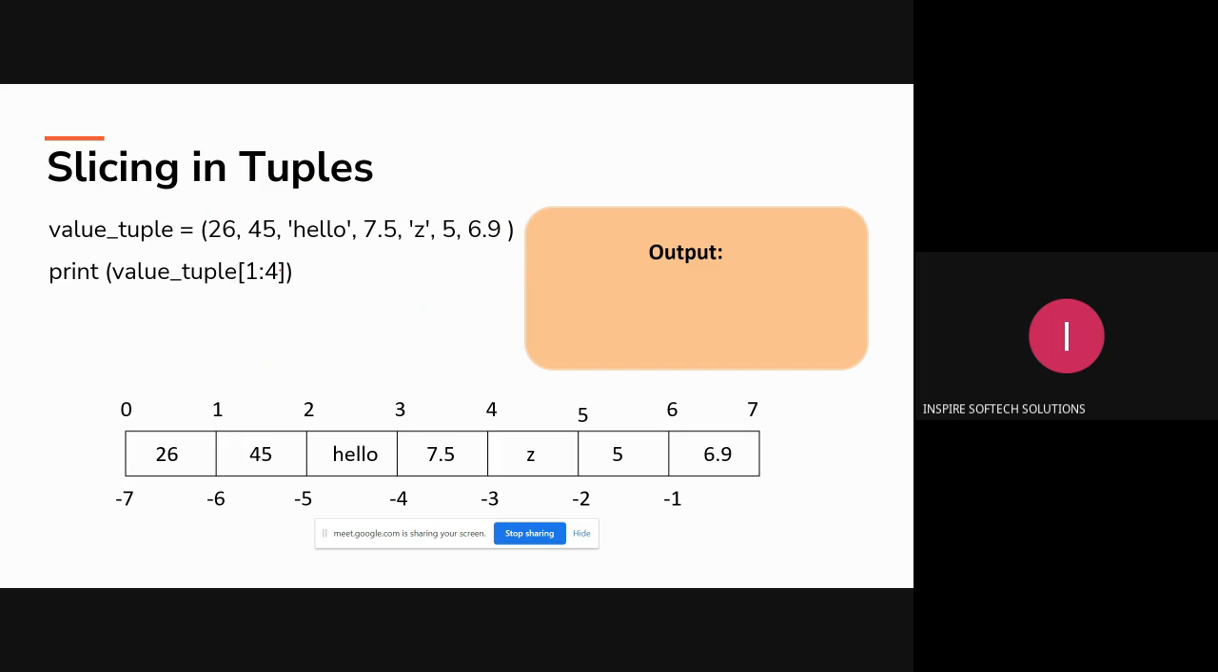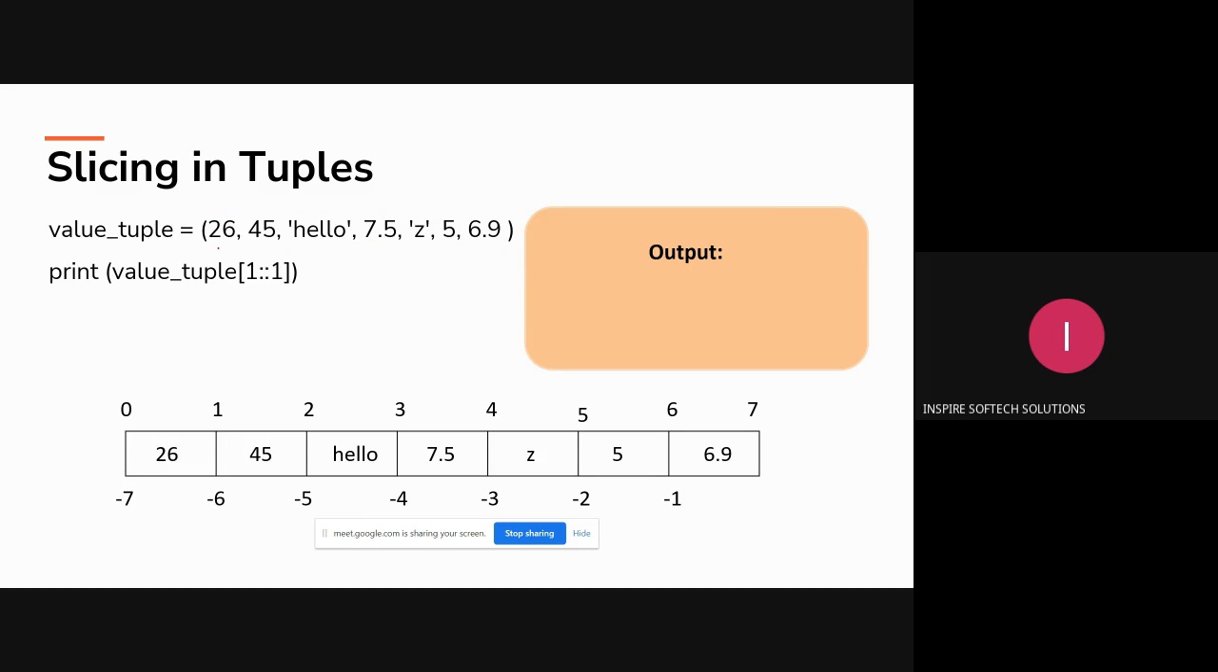Next, starting from the first index, ending with a 4. I'll start from the first index. Fourth index is nothing but 7.5. So 0, 1, 2, 3, 4. So if I'm not considering Z, up to 7.5 will be my output. So 45, hello, 7.5 will be the output.